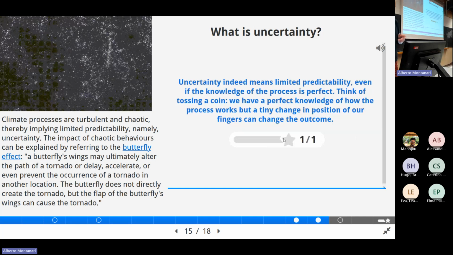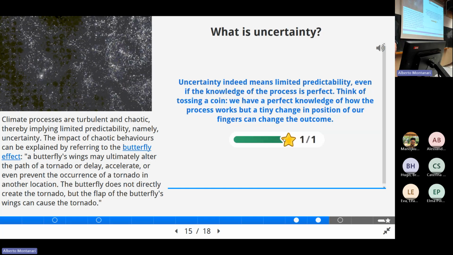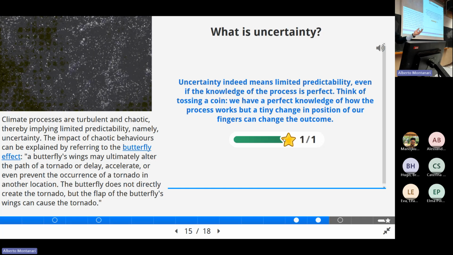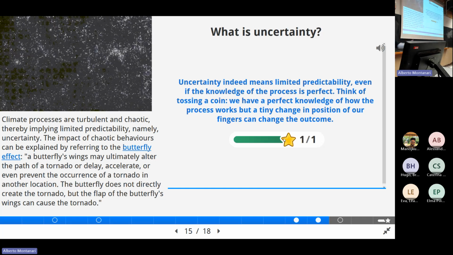And here I think uncertainty indeed means limited predictability, even if the knowledge of the process is perfect. Tossing a coin is an example. Think of tossing a coin, okay?